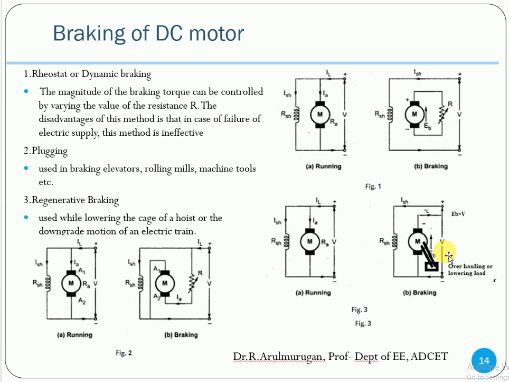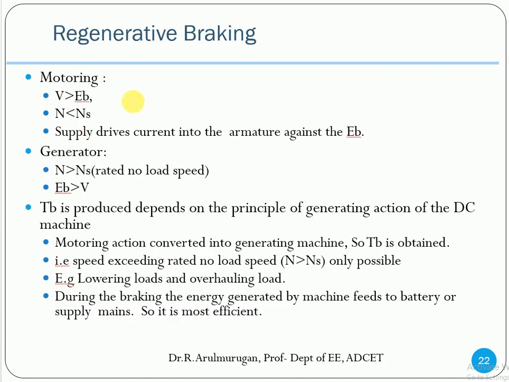So if you want to see about regenerative braking, there are general things you want to know. The machine is operated as a motor, or operated as a generator. When the machine is operated as a motor, getting the power supply, back EMF is produced. The speed of rotation is less than the synchronous speed means motoring. The speed greater than the synchronous speed means generator.